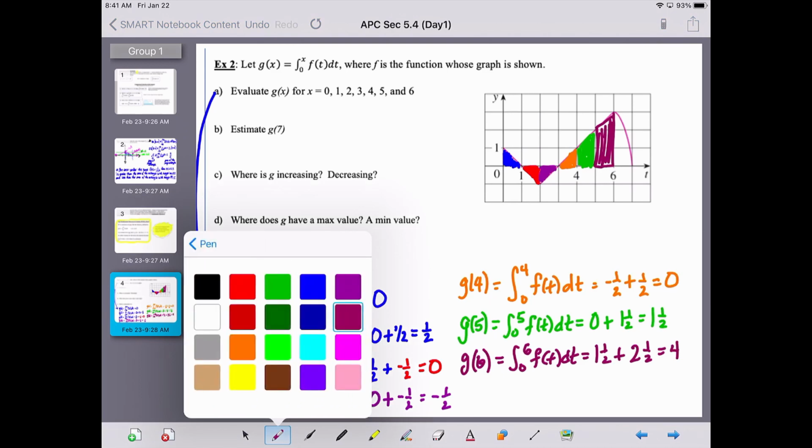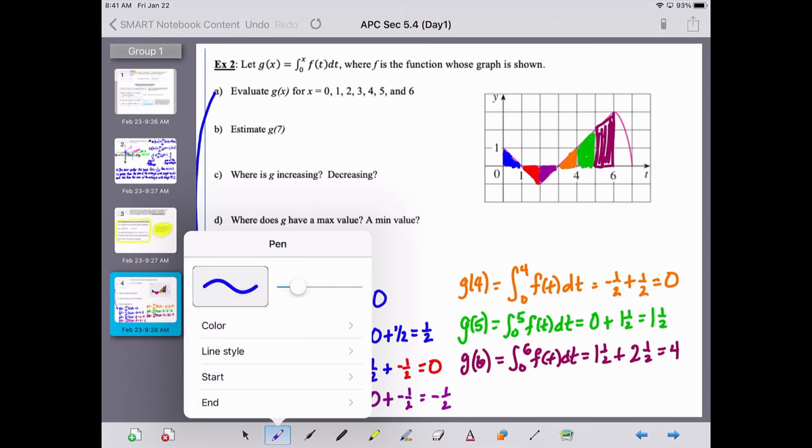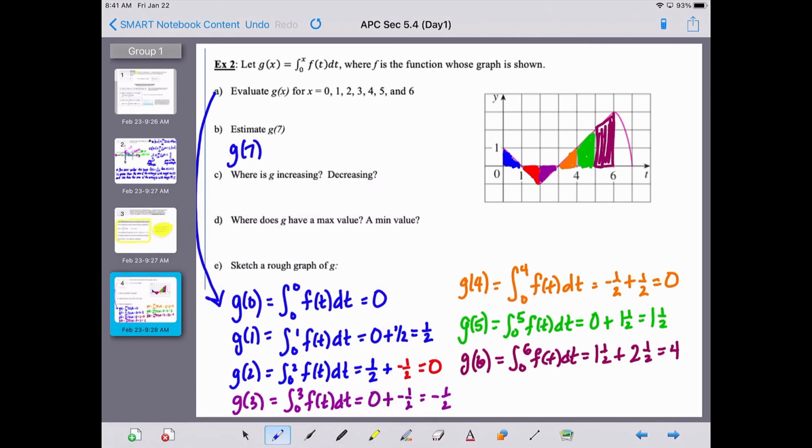All right, so that takes care of letter A, okay? Now, letter B asks us to estimate G of 7, right? Well, we know that G of 7, and again, we're estimating it, is going to be equal to the integral from 0 to 7 of f of t dt, which we know is going to be approximately equal to G of 6, which we already found, plus the area that we are adding on, right? So how much are we approximately adding on over here from 6 to 7?